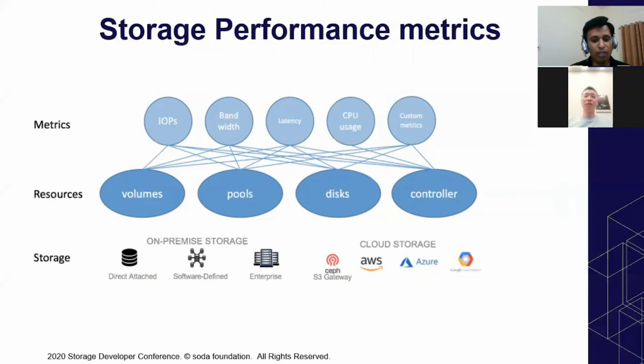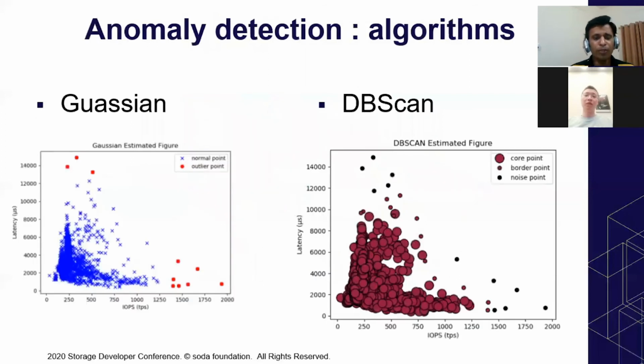So now we are in a position where, with direct attached and enterprise storage, we are able to collect some metadata from that. And how can we utilize that metadata? There are different anomaly detection algorithms available. These are the two algorithms which we have implemented in our reference anomaly detection project.